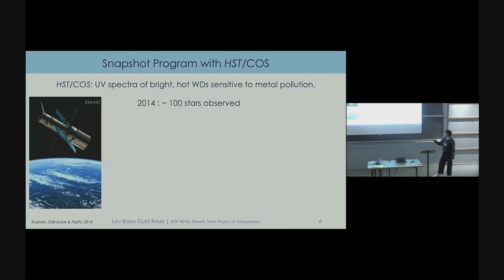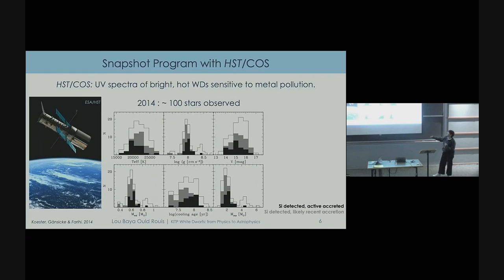So they observed about 100 stars, and these are their distributions on some atmospheric parameters like effective temperature and surface gravity. They also have the magnitude here, and their derived masses: mass of the white dwarf, mass on the main sequence, and cooling age. Here, these histograms in black are where silicon was detected, and they assume active accretion. And the gray ones are where radiative levitation could be at play, so we assume likely recent accretion. Silicon was also detected.